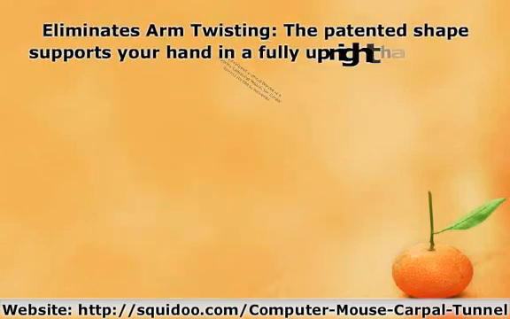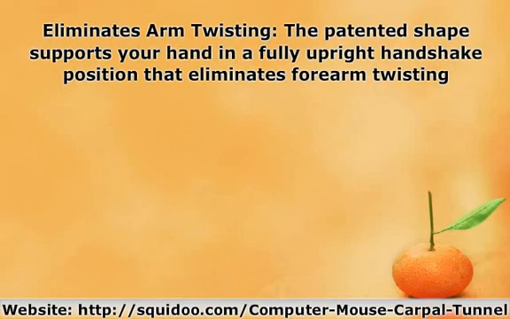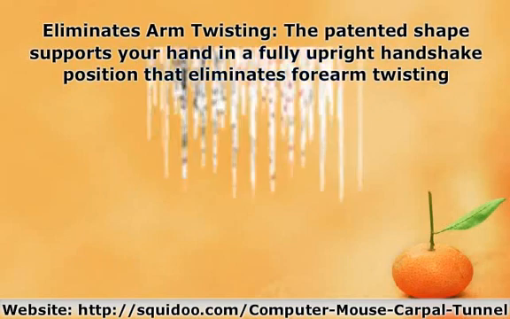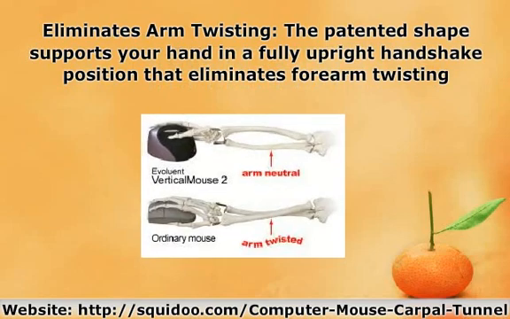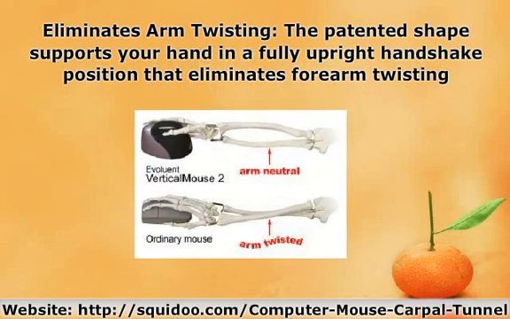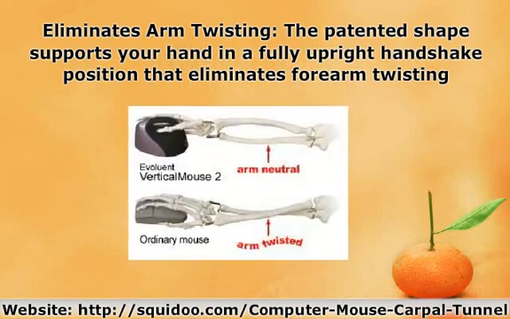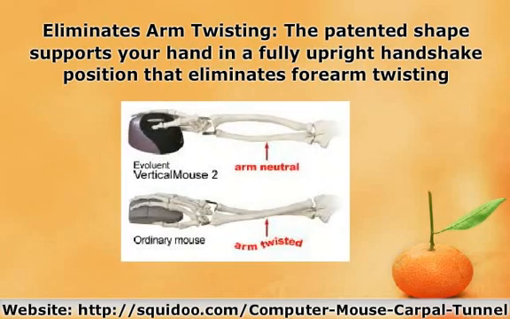Eliminates arm twisting. The patented shape supports your hand in a fully upright handshake position that eliminates forearm twisting. Many users said the Evoluine Vertical Computer Mouse cured their wrist or arm pain. An ordinary horizontal computer mouse requires your forearm to twist away from its natural position.